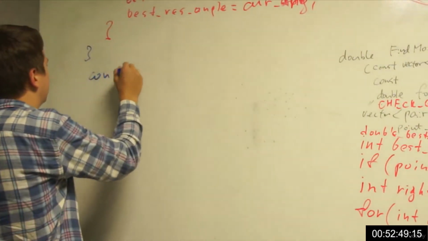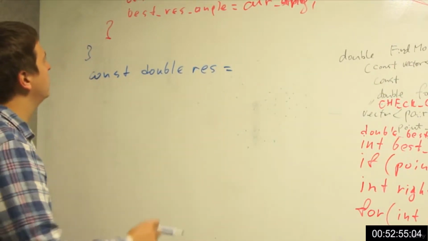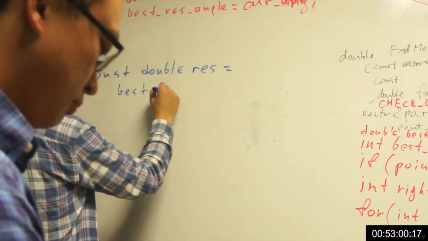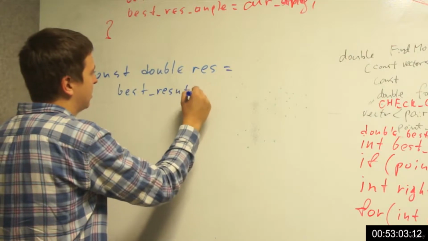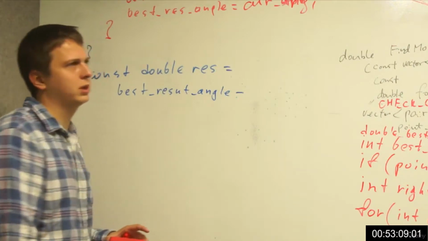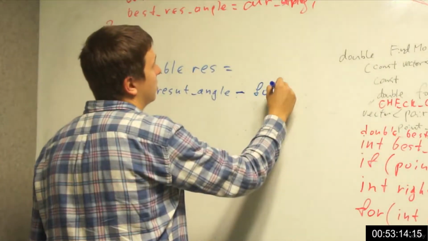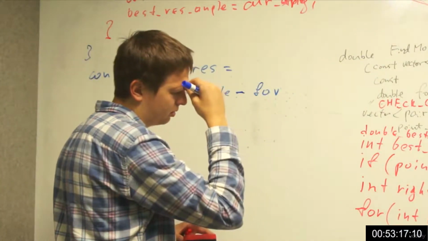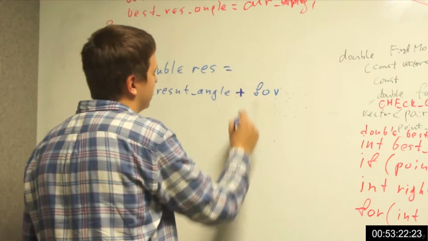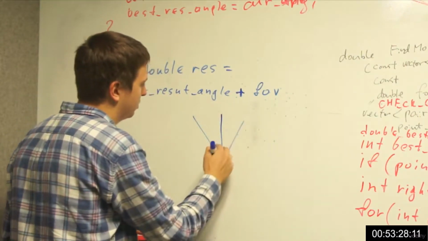Result. const double result equal to best result angle, best result angle minus field of view divided by 2, right? Field of view or not. Just let me think. Oh no. Plus, just a moment. We have let it be the best view.